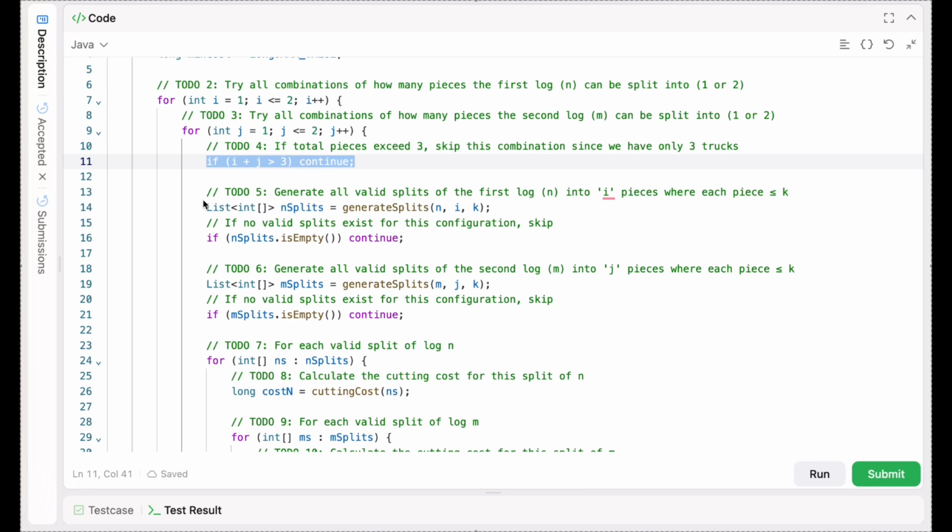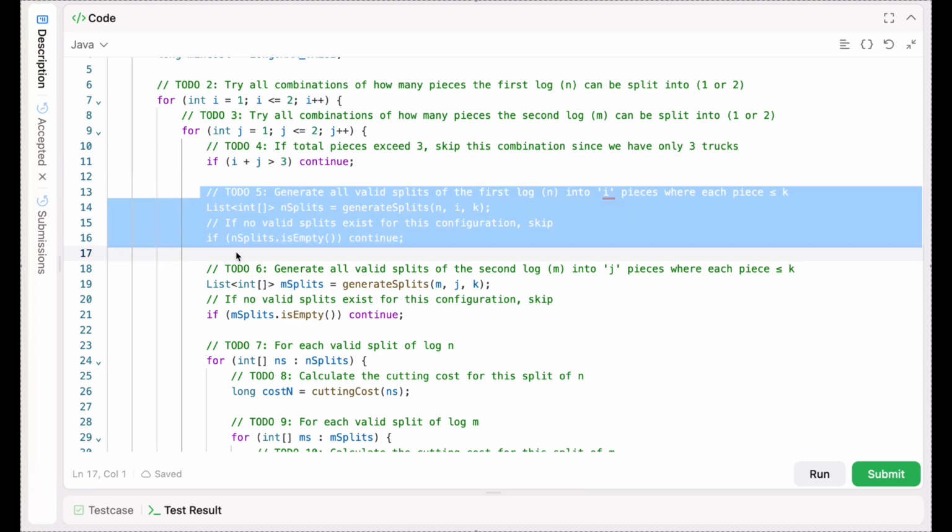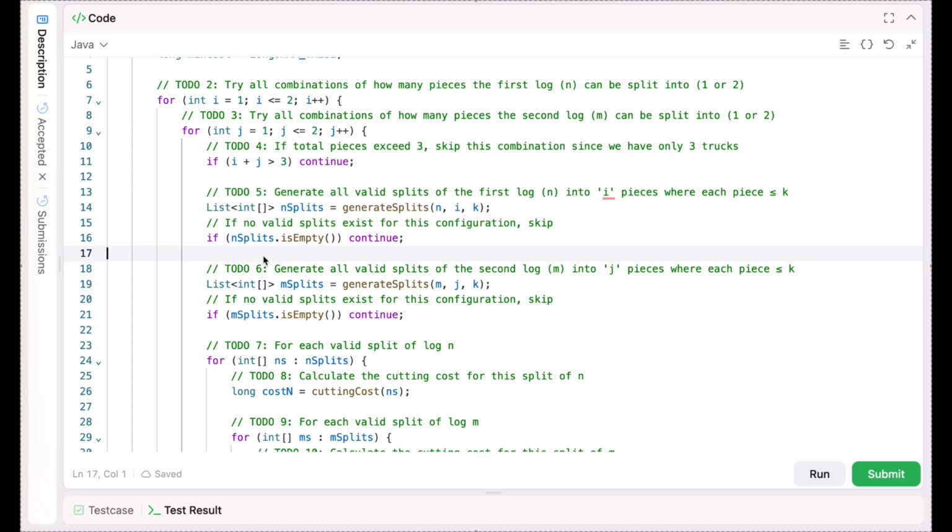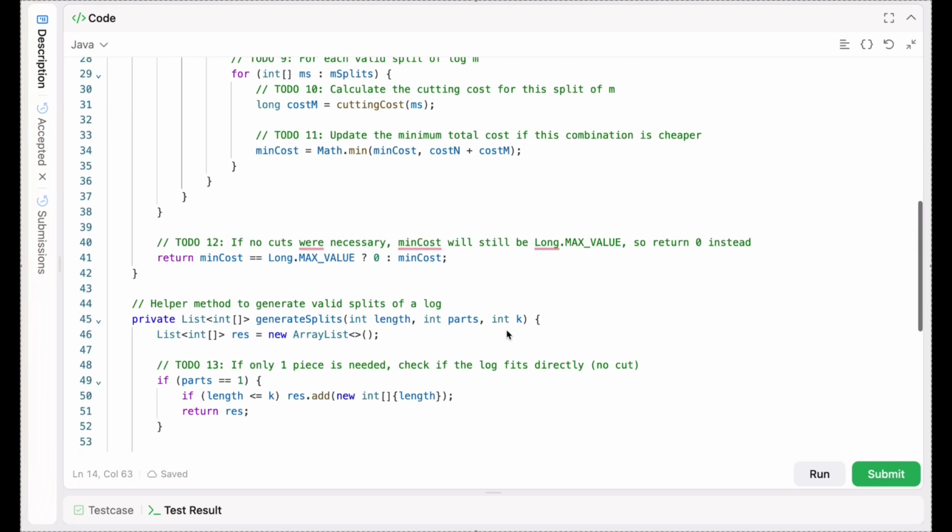If we are okay, the next step is that we will generate all the valid splits for each log. If it is the first piece, the whole length must be less than or equal to k, right? So for that we'll create a function and we'll check the length.